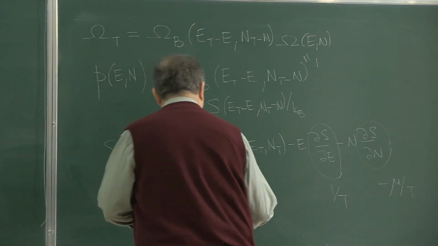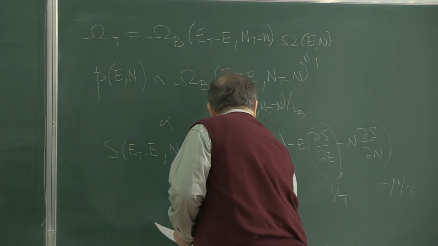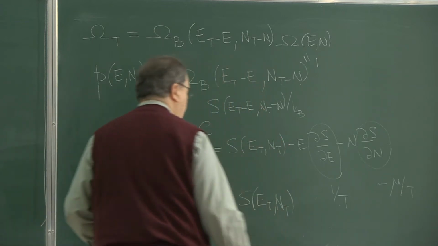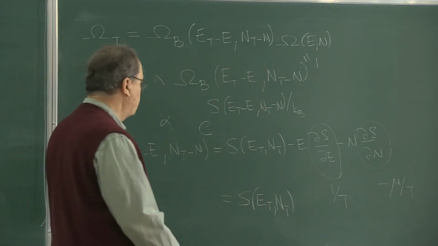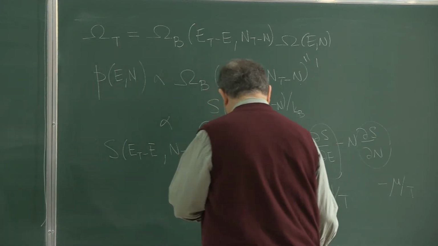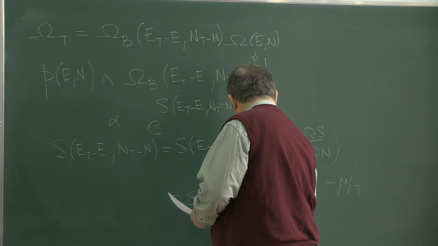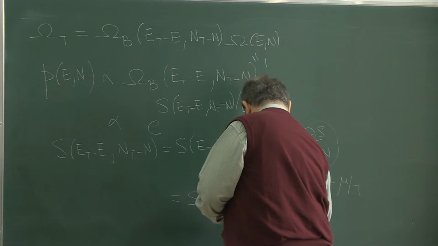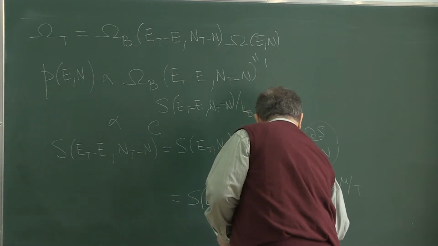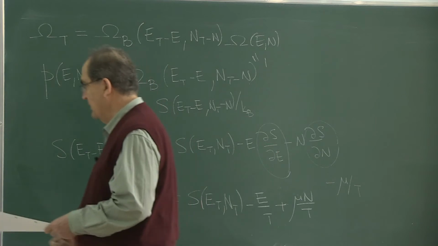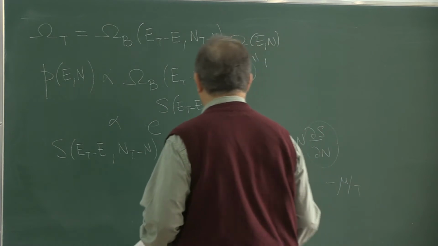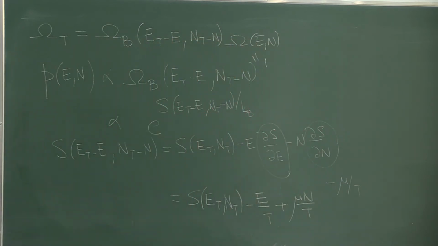So this side becomes S for the total energy and total number of particles, minus E over T plus mu N over T. So that the probability is proportional to that exponential, leaving aside the constant term.